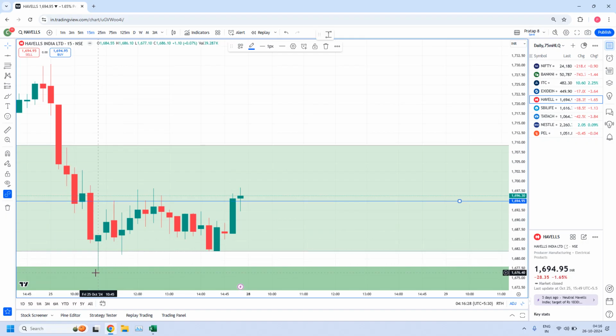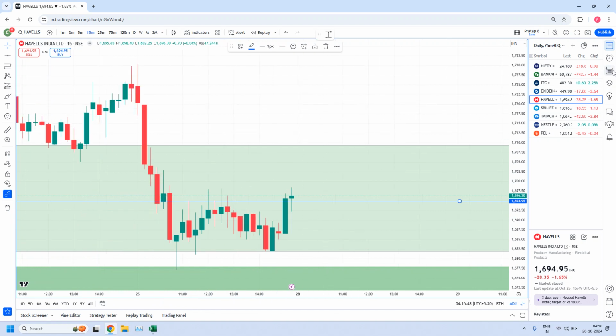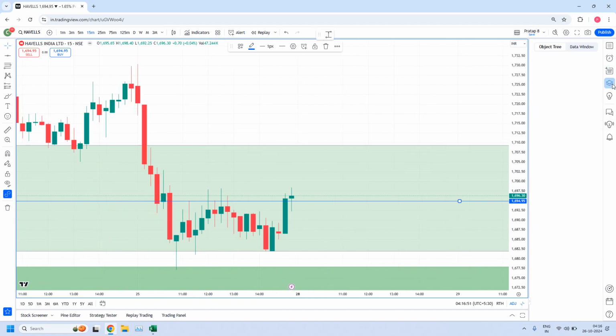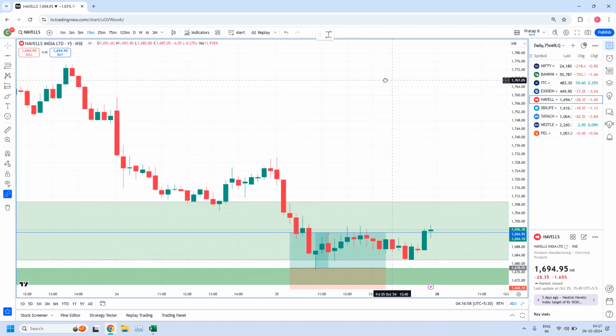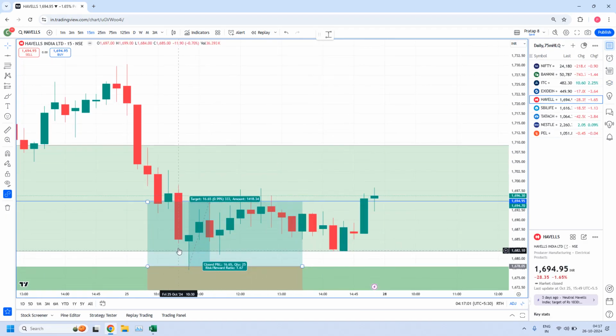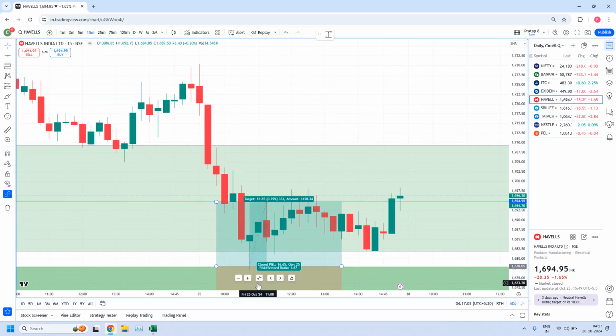Probably you got a 10:45 candle, you got the entry, and 15 minutes candle, it reached the target. In 45 minutes it reached the target. But why we didn't take the trade? It's very simple. Let me enable this long position. See here, this is what I have drawn, the long position.